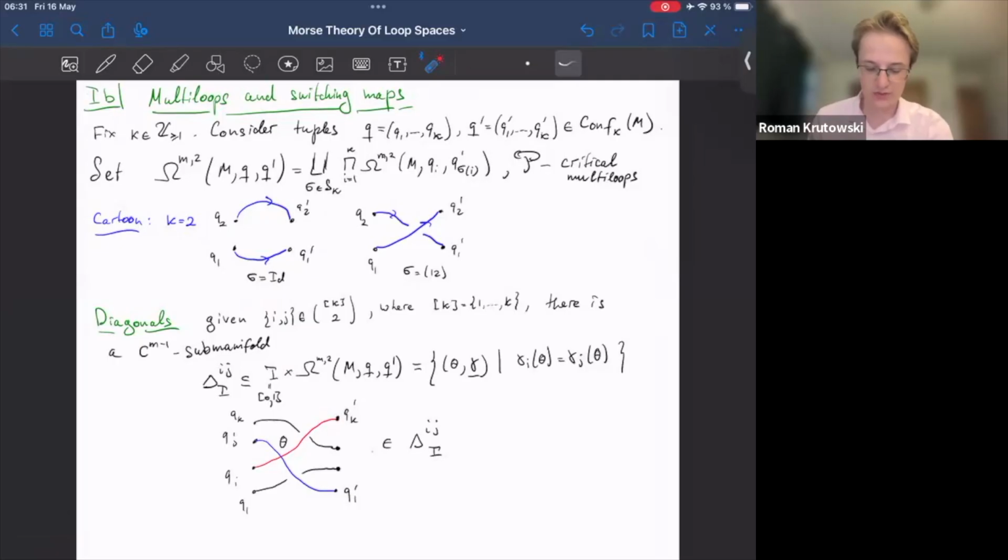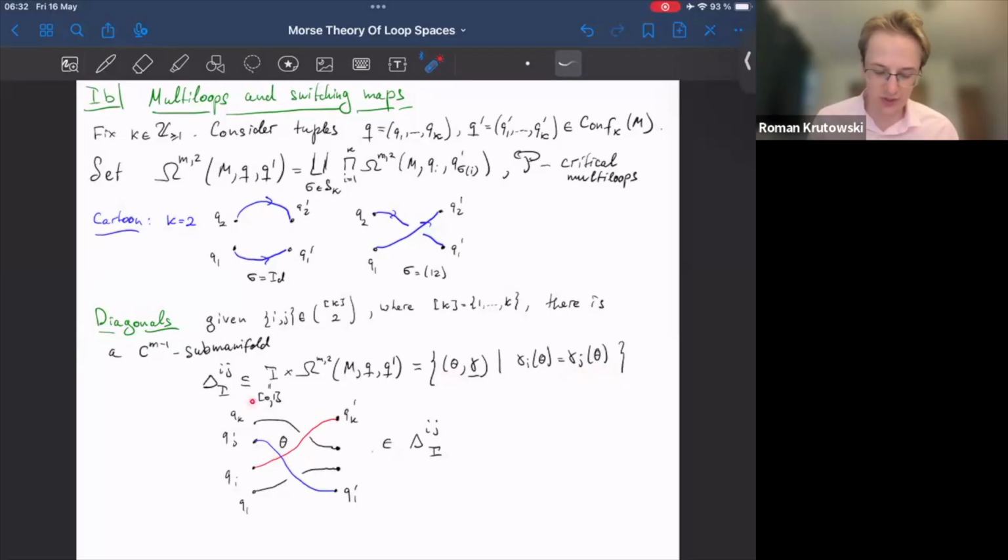This sort of space has some interesting submanifolds. Namely, if we pick a pair of two distinct elements in {1, ..., kappa}, we can pick out a C^(m-1) submanifold in the product of this space with a segment, which is given by those tuples of paths for which the gamma_i path and the gamma_j path intersect at moment of time theta.